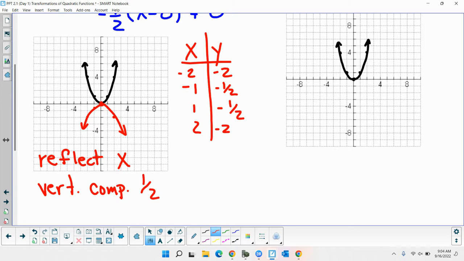The negative made it reflect about the x, right? And the 1/2: the number out front, if it's a fraction, compresses it vertically. If it was a whole number like 2, 3, 4, it would have stretched it vertically. Okay?